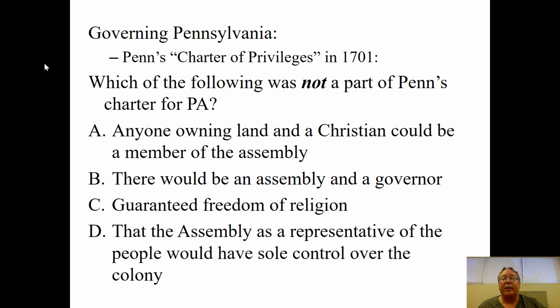He establishes that there's going to be an assembly and a governor. The governor is going to represent his personal interests. He's the owner of this colony, the proprietor as they're called, right? But this assembly is going to have some powers to run things. This governor is going to make sure that this assembly doesn't go too far. Again, checks and balances. That's a part of this charter.